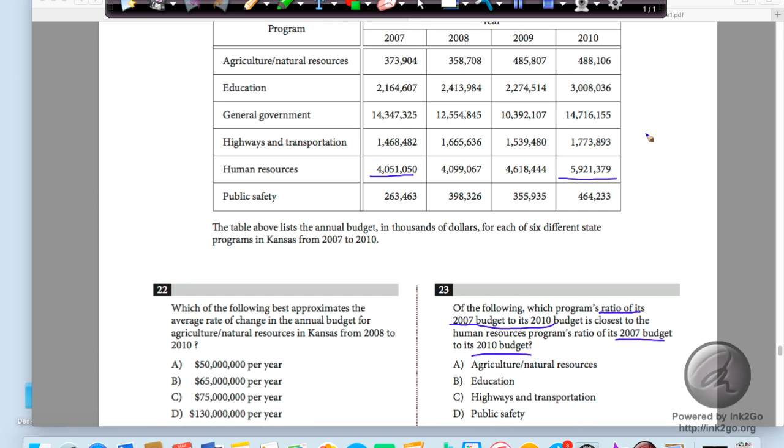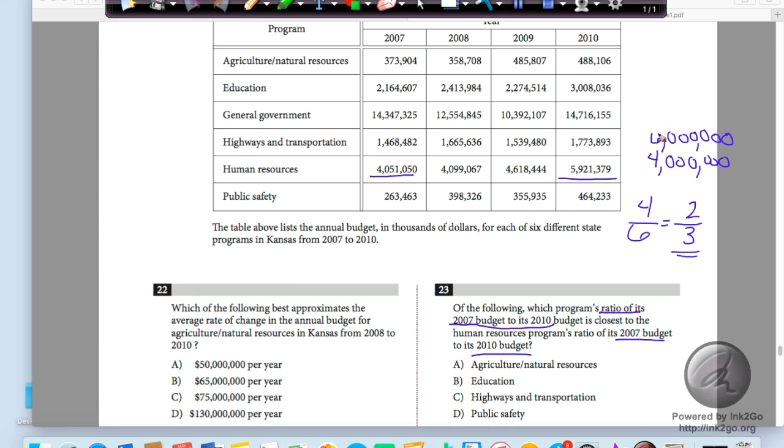Just do your best to round up or round down so you're not putting these in your calculator, to really simplify it. So here I'm going to round this up and say this is approximately 6 million, and here I'm going to say this is approximately 4 million. Now my ratio is 4 million over 6 million, which simplifies to approximately 2/3.